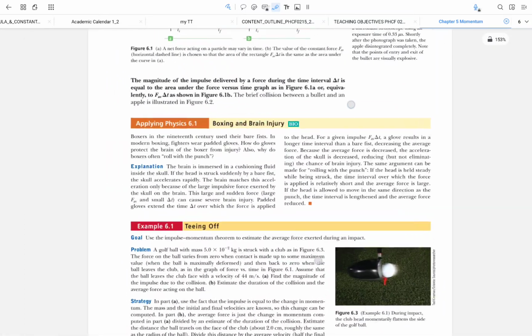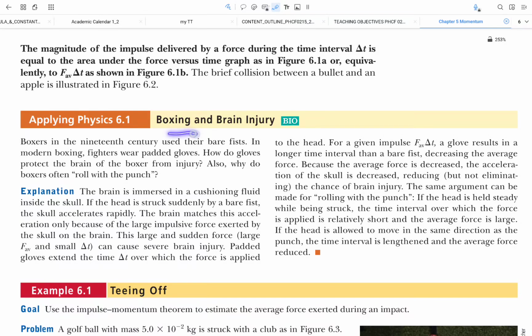So another thing to note in the case of boxing and brain injury is the concept of padding. You have noticed that if we are considering impulse, force times time, when we have a padded situation, the time would be larger as compared to non-padded. When it is non-padded, the time would be much shorter. When the time is much shorter, the force exerted on the object being collided with will be much larger. So in this case, we wear padded gloves to increase the time.